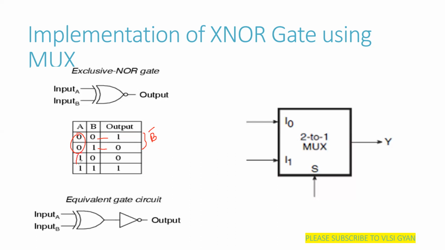Now, the next condition, when A equal to 1. When A equal to 1, friends, compare the output with the other input remaining. What is the other input remaining? B. So input B is 0, output is 0. Input B is 1, output is 1. So you can simply say that it is now B.